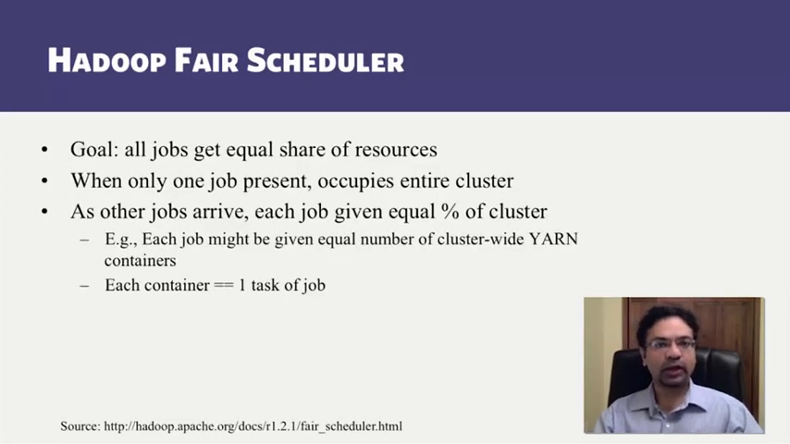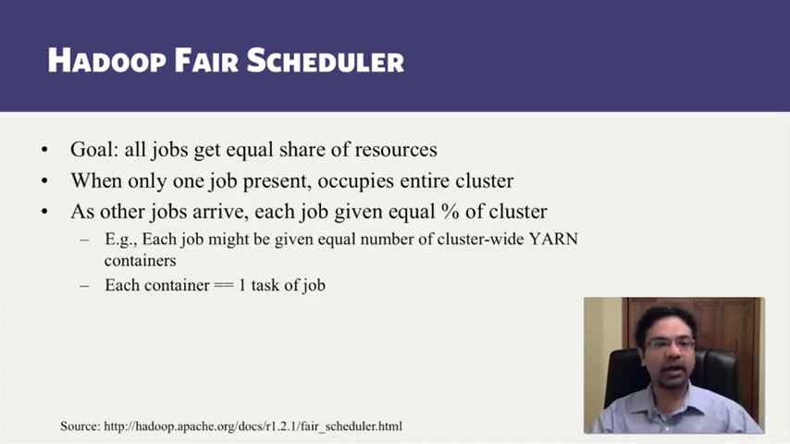So let's look at the other scheduler, the Hadoop Fair Scheduler. Here, the goal is to target a multi-tenant system where you have multiple jobs or users occupying a cluster, and you want to ensure that all the jobs get an equal share of the resources in the cluster. But of course, when only one job is present, you want it to get the entire cluster if that job requires the entire cluster. So fairness does not mean you starve a job even though resources are available. However, as other jobs arrive in the cluster, each job is given an equal percentage of the cluster resources.